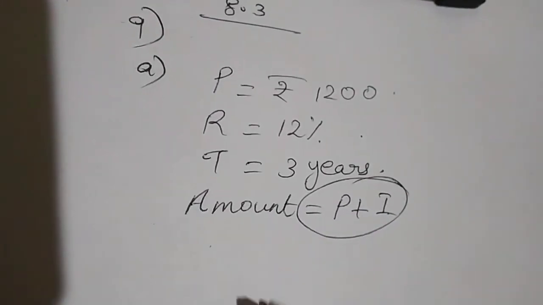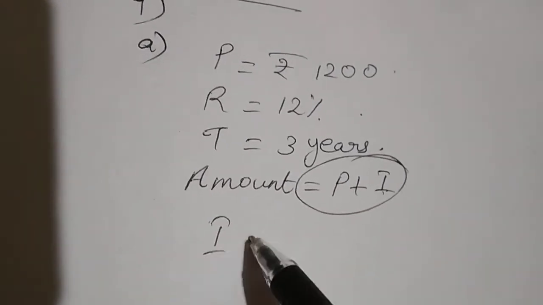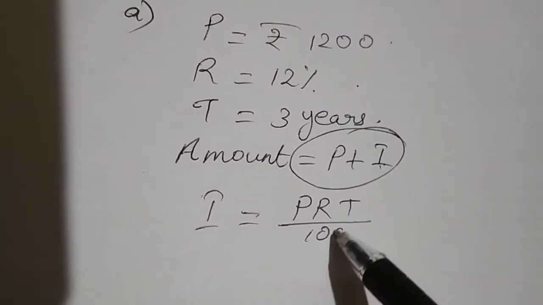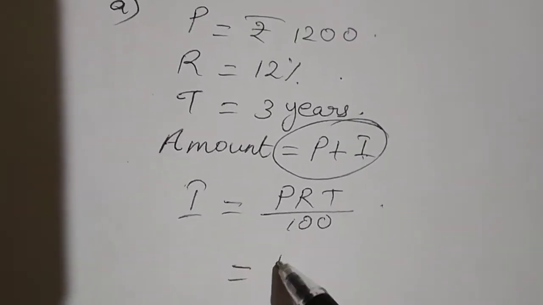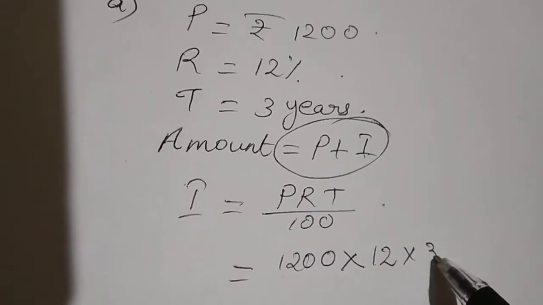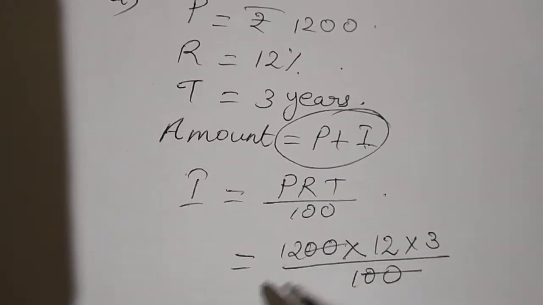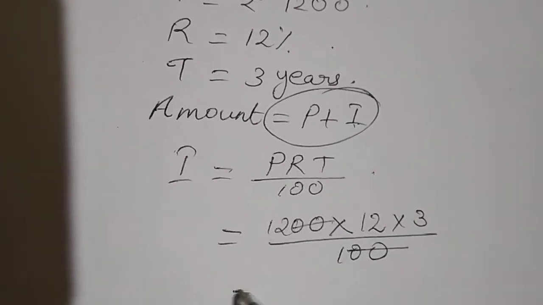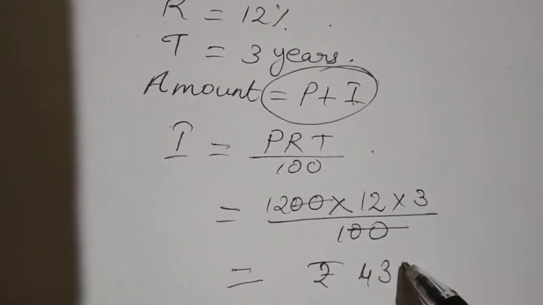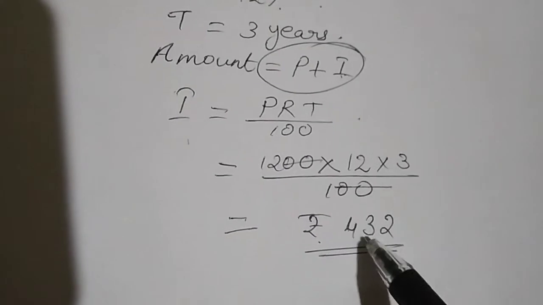Then we know that first we have to find the interest. Interest I is equal to PRT divided by 100. So here P is equal to 1200, R is equal to 12, then T is equal to 3, over 100. We can cut these two zeros and these two zeros. Then we will get the answer 432. So we got I, interest is equal to rupees 432.